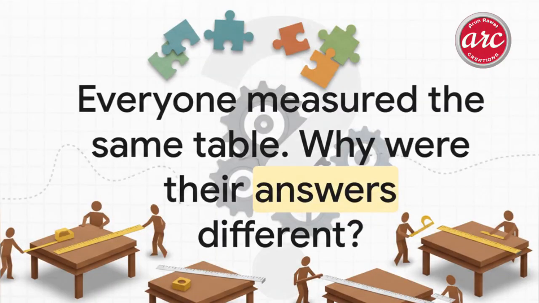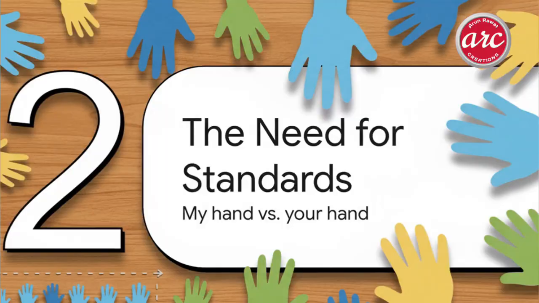So that was the puzzle, right? The table obviously didn't change size. So how on earth did they all come up with different answers? It was super confusing, but it pushed them toward a really, really important realization. And then, ding, the light bulb goes off.